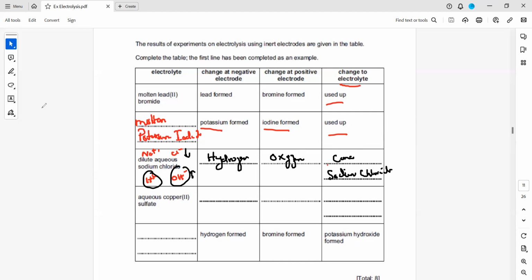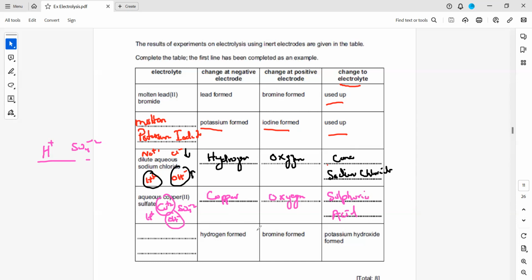If we have aqueous copper(II) sulfate, it contains copper ion, sulfate ion, hydrogen ion and hydroxide ion. Copper ions are less reactive, so copper will be formed. Sulfate, nitrate and carbonate never move. So it will be hydroxide, which means there will be oxygen again. And what are we left with? We are left with hydrogen ion and sulfate ion. So hydrogen and sulfate ion, what will they make? They will make H2SO4, which is known as sulfuric acid. So the electrolyte will turn into sulfuric acid.